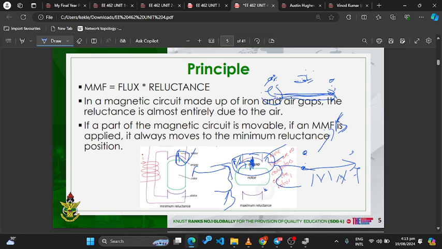Then a torque needs to be produced so that it moves this way. Then at the end of the day, you see that the rotor will be rotating. So if a part of the magnetic circuit is movable, and an mmf is applied, it always moves toward a minimum reluctance position.